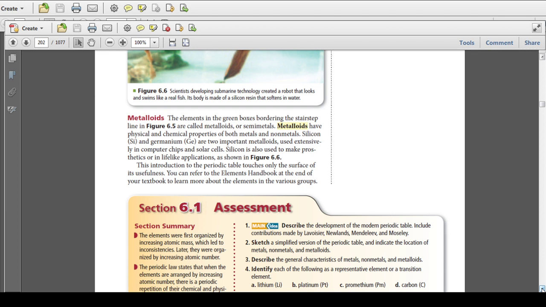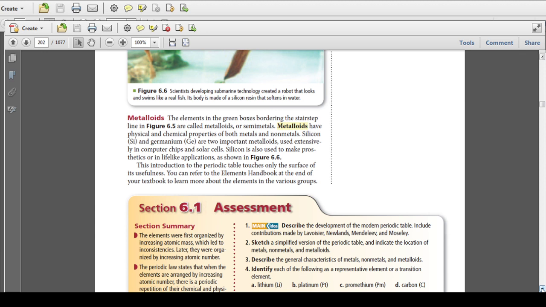The elements in the green boxes bordering the stair step in the periodic table provided by the textbook are known as your metalloids, or your semi-metals. Metalloids have physical and chemical properties of both metals and nonmetals. Silicon and germanium are two important metalloids used extensively in computer chips and solar cells. Silicon is also used to make prosthetics or in lifelike applications.